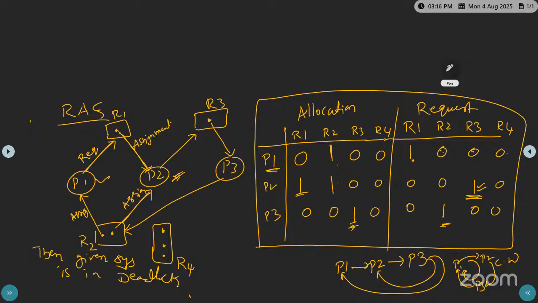But there is a question in GATE. They will give a resource allocation graph and simply ask you to check whether the system is in deadlock or not. Here there are only 3-4 processes, but sometimes the graph is very clumsy. In that case, for the same graph, you can use the request column to check whether the system is safe or in deadlock. So for this, it is in deadlock, right? This is a resource allocation graph with deadlock.